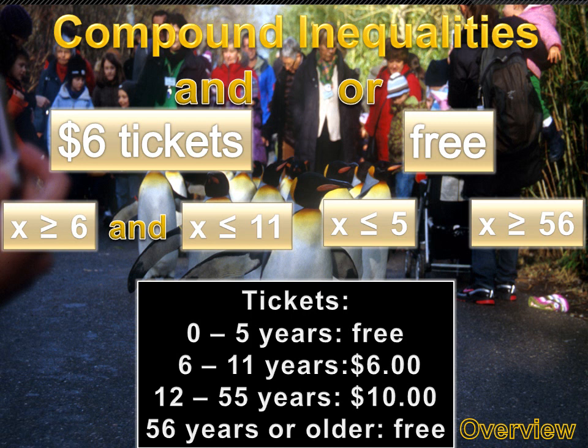Now, I can't combine those with an and because my age can't be less than 5 and at the same time greater than 56. But I can combine them with an or. And that's the situation here. I get a free ticket if my age is less than or equal to 5, or if my age is greater than or equal to 56.